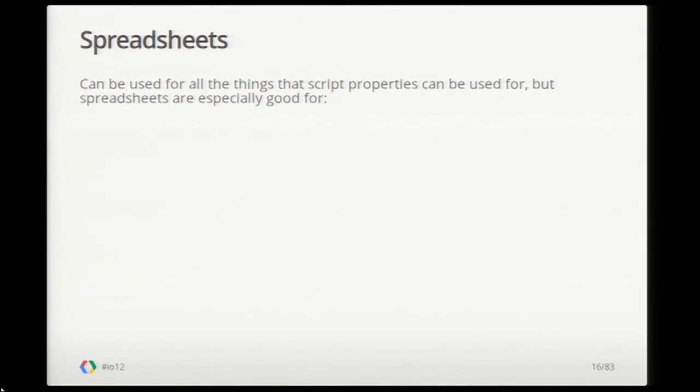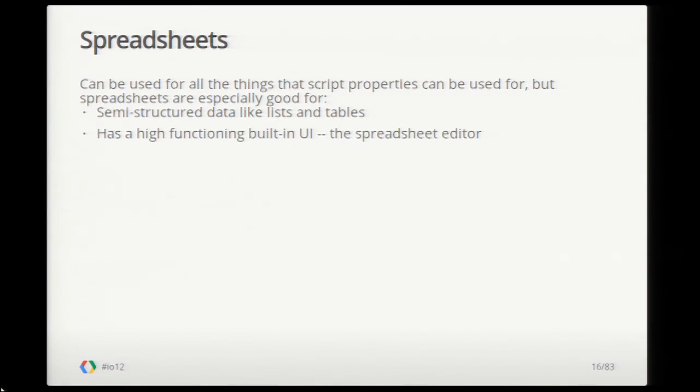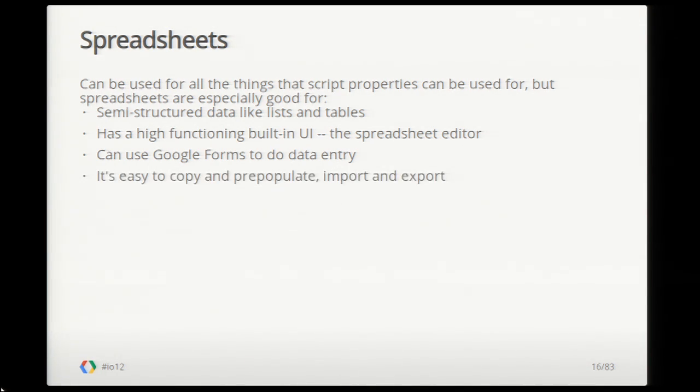And the next obvious one is spreadsheets. Spreadsheets can be used for all the kinds of things that script properties can, but handle things like structured data with ease. Like script properties, it has a high-functioning user interface, the spreadsheet editor. For doing data entry, you've got the spreadsheet editor, which allows you to do all sorts of things, including formulas and such. But we also have Google Forms to do data entry, which is really, really handy. Also, if you need to copy or export and convert your data to different formats, with spreadsheets you can do that very, very easily. You can copy them as well as import and export the data.